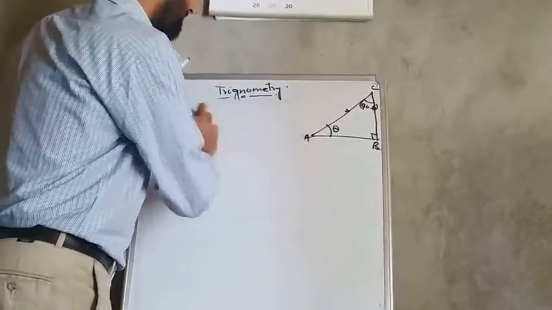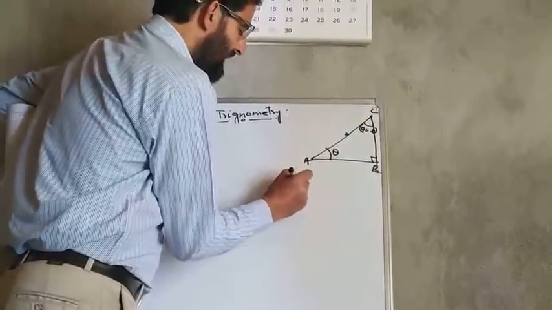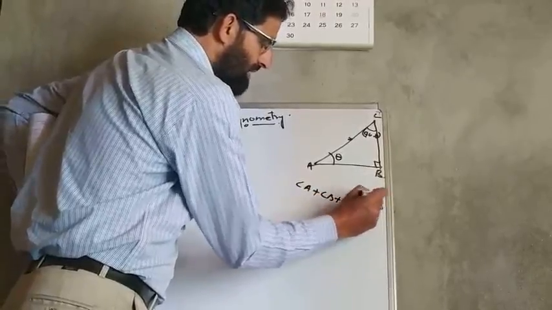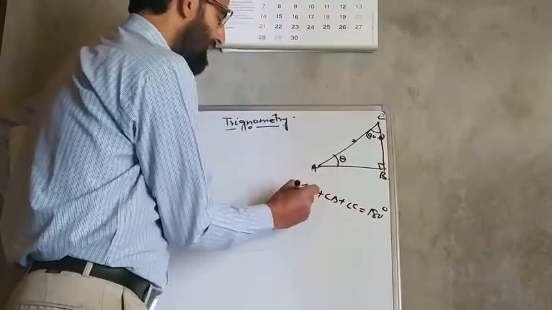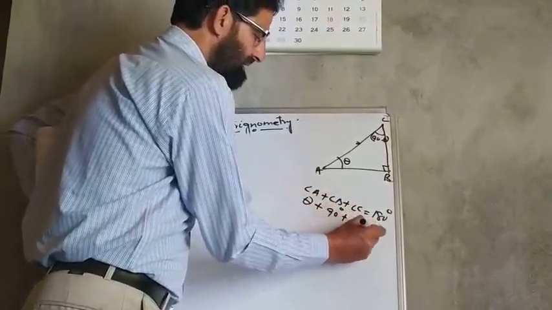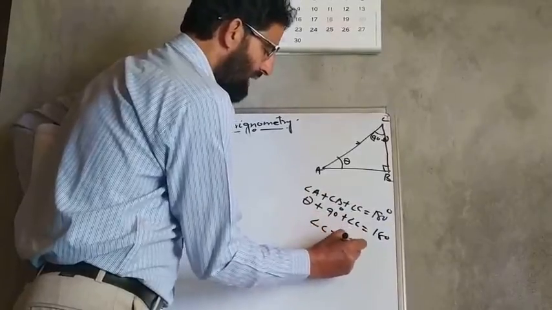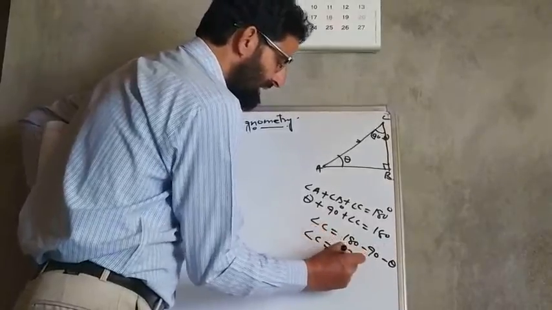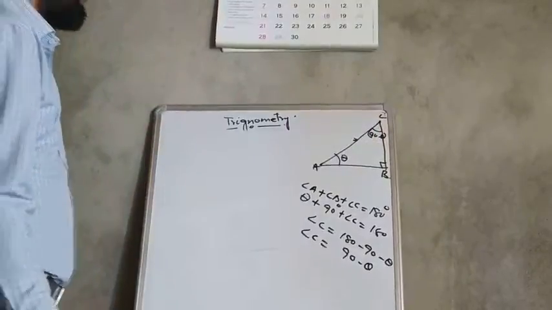Now, how is this 90 minus theta? In right triangle, by angle sum property, the sum of all three angles of a triangle is equal to 180. Angle A is theta plus angle B is 90 degrees plus angle C is equal to 180. So angle C is 180 minus 90 minus theta, so angle C is 90 minus theta. This is what I write here: angle C is 90 degrees minus theta.